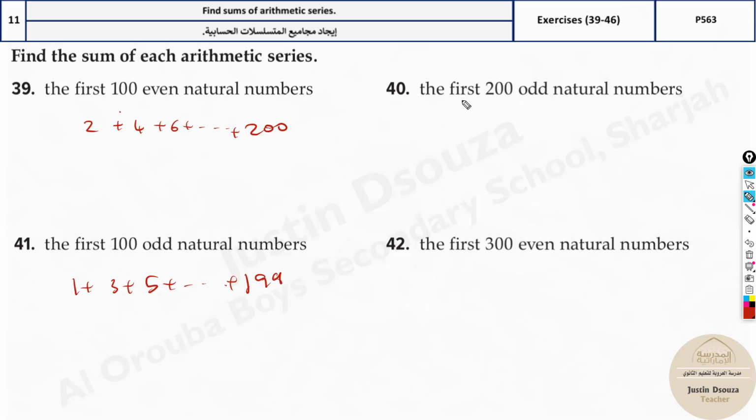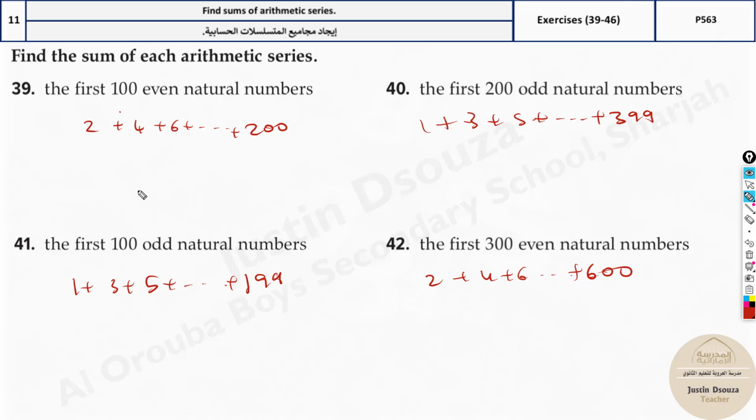And what about over here? 200 natural numbers that are odd. Again, the same thing, 1, 3, 5. But where does it stop? 399 this time, because there are 200 odd numbers. Now 300 even natural numbers. Same thing over here. We had 100. Now it will be 2, 4, 6, dot, dot, dot. It goes on till 600. This is the series, sorry.